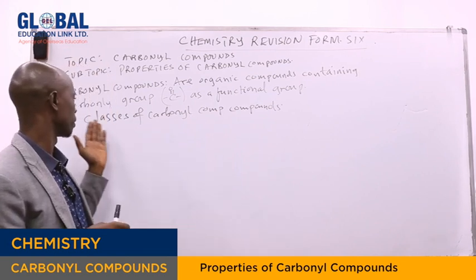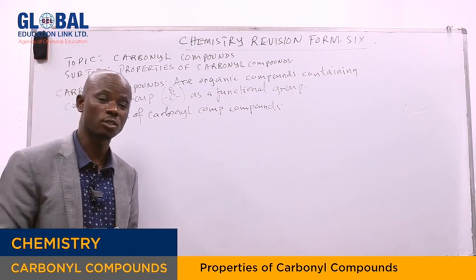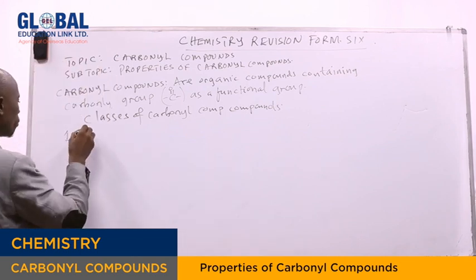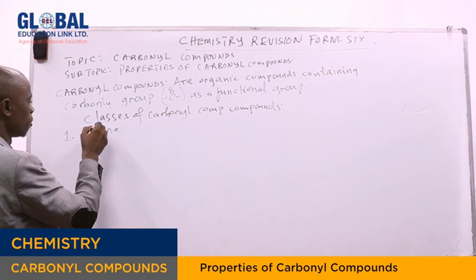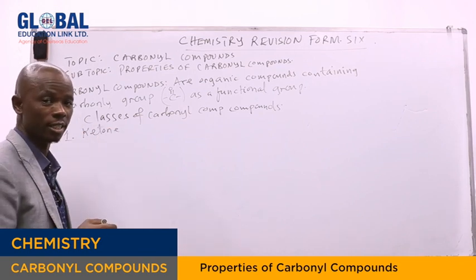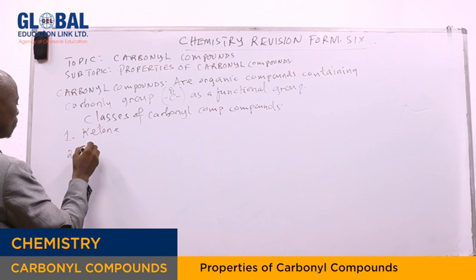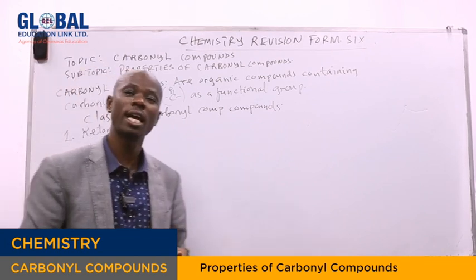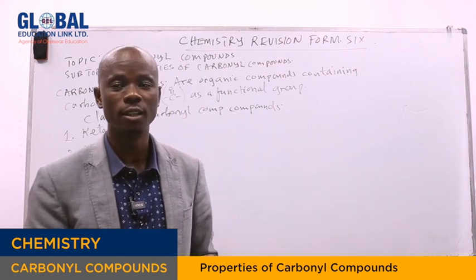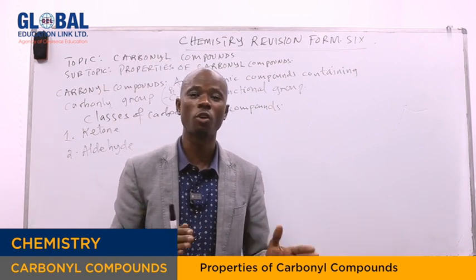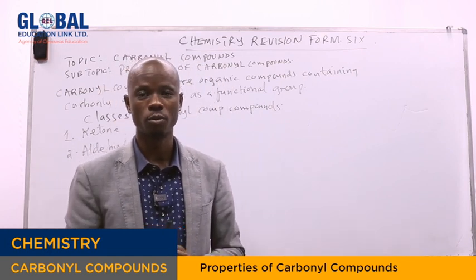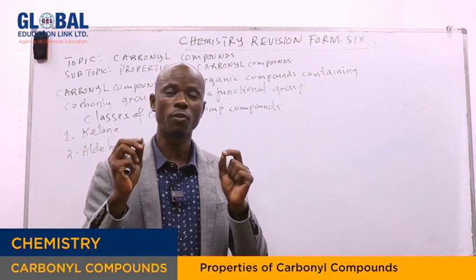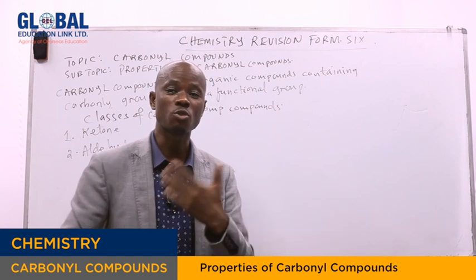Now, my dear students, we have two classes of carbonyl compounds. The first one is ketone. The second one is aldehyde. The two classes differ from each other depending on the position of the carbonyl group. That means the two classes are isomers of each other.